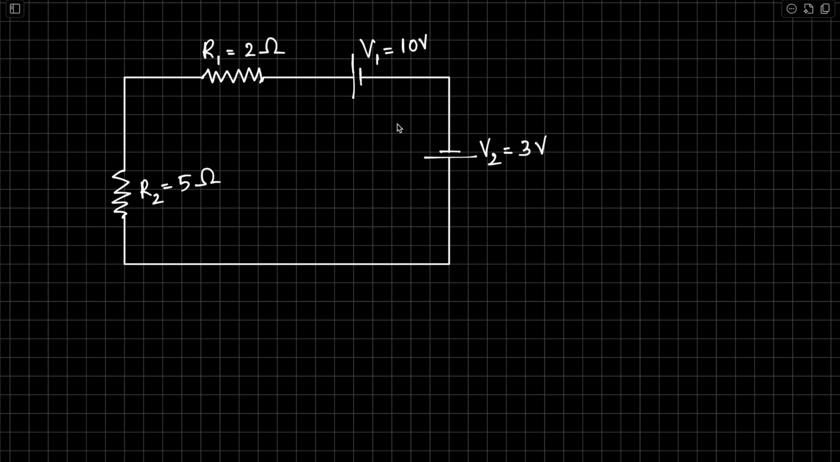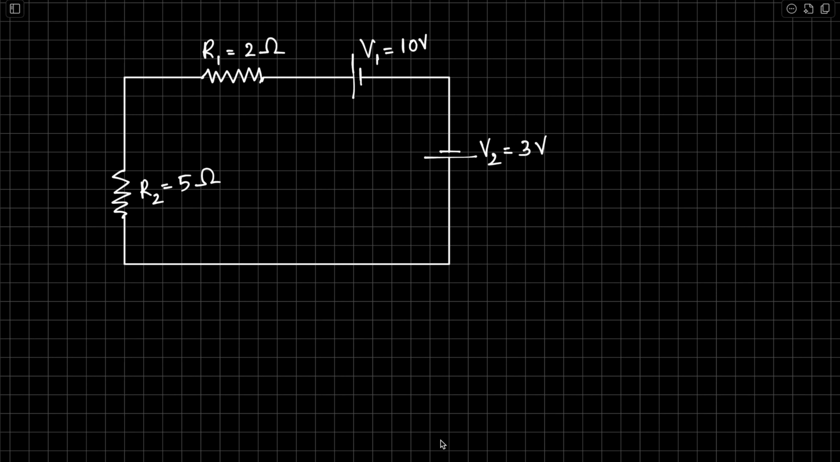Let's solve a problem. We have 2 voltage sources, V1 and V2. V1 equals 10 volts, V2 equals 3 volts. And 2 resistors as well. R1 equals 2 ohms and R2 equals 5 ohms. We're going to find the current in this circuit. The current flowing through R1, R2, V1 and V2 will be the same because it's a single loop, right?